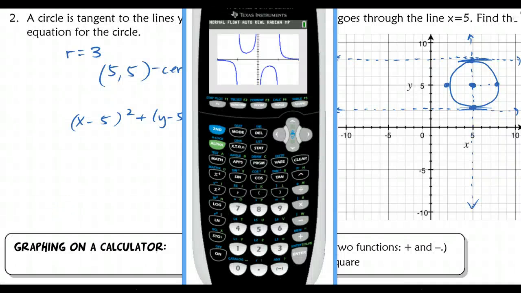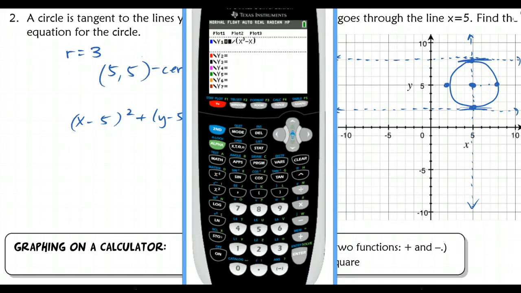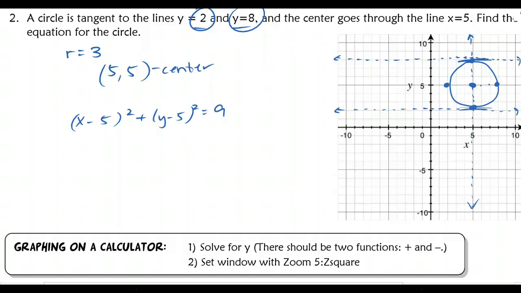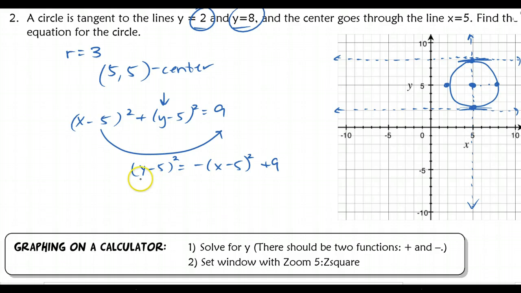Your calculator is always in y equals form, so you have to get the y by itself in order to do that. So in this case, if I wanted to isolate the y, I would subtract over the x minus 5 squared term. So that would leave me with y minus 5 squared equaling negative x minus 5 squared plus 9. And then I would want to take the square root of both sides to try to isolate this term here and this expression on the inside.